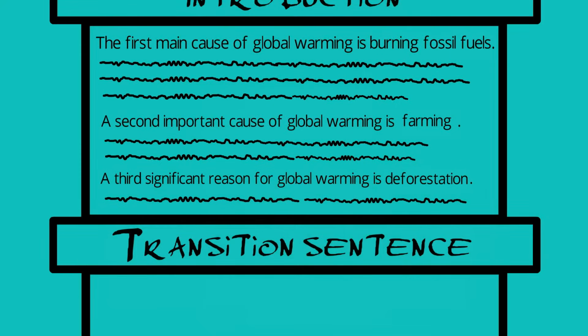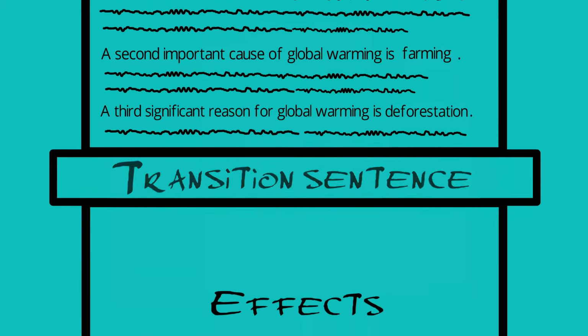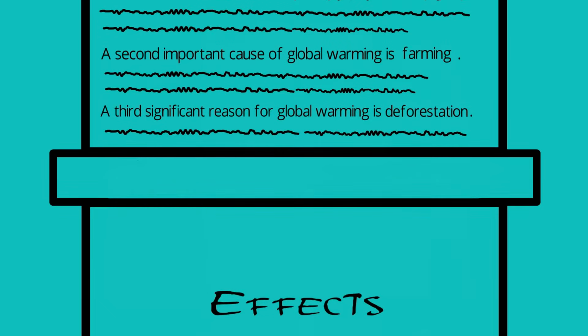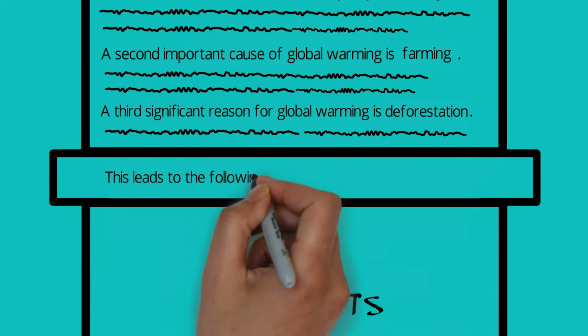So that's all of the causes in one block at the start of the essay. In order to move on to the effects, it's useful to have a transition sentence. So this could be something simple like, this leads to the following effects.